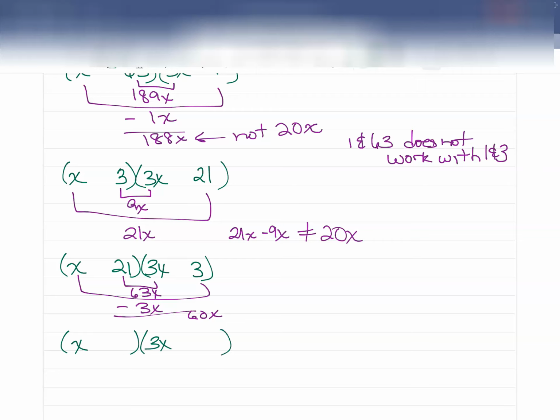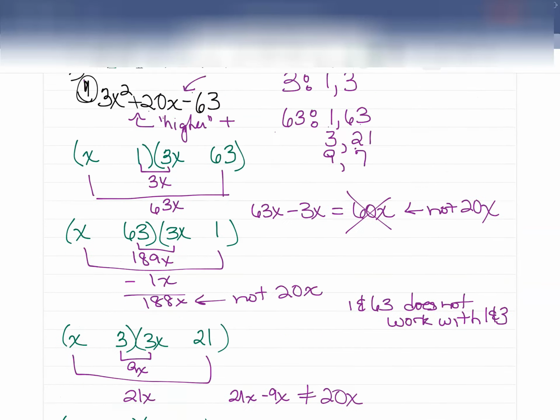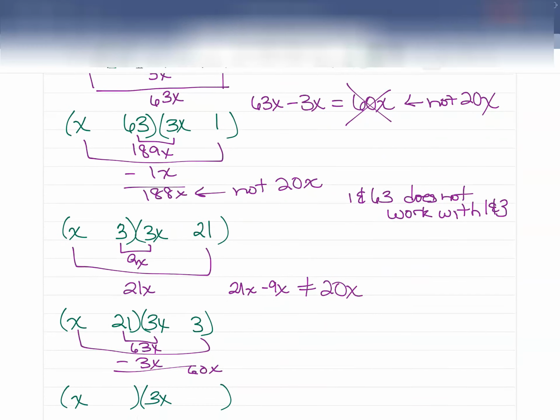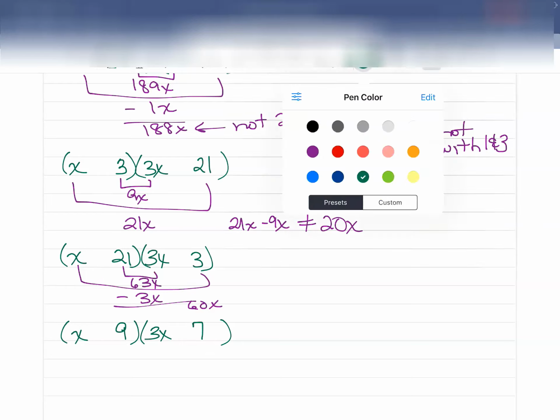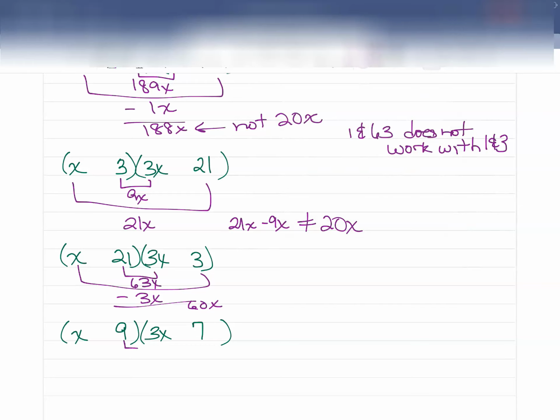So I keep my x up front, my 3x up front on the second parentheses. Now let's try, what do we have left? 9 times 7? So I put 9 in the back of the first one, 7 in the back of the second one. And now I check. 9 times 3 is a 27. X times 7 is 7x. If I subtract those, I will get my 20x.